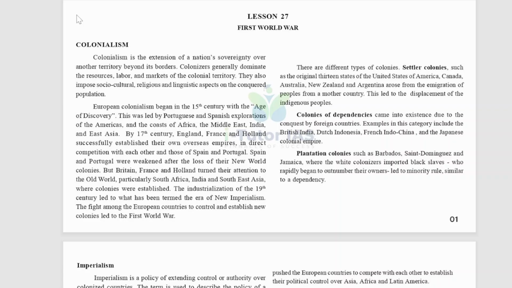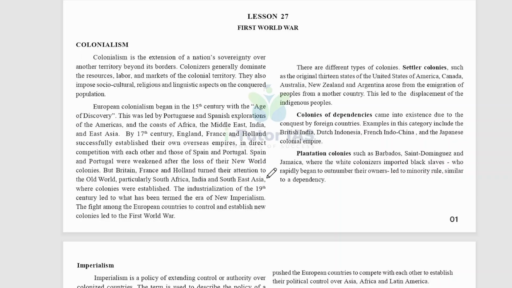This was led by Portuguese and Spanish explorations of the Americas and the coast of Africa, the Middle East, India, and East Asia. And by the 17th century, England, France, and Holland successfully established their own overseas empires in direct competition with each other, and those of Spain and Portugal. Spain and Portugal were weakened after the loss of their New World colonies, but Britain, France, and Holland turned their attention to the Old World, particularly South Africa, India, and Southeast Asia, where colonies were established.